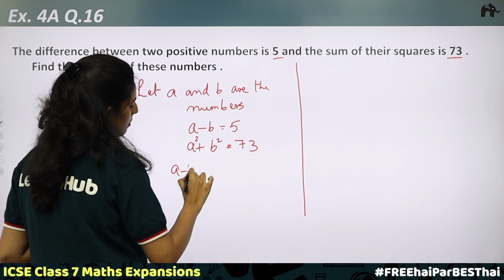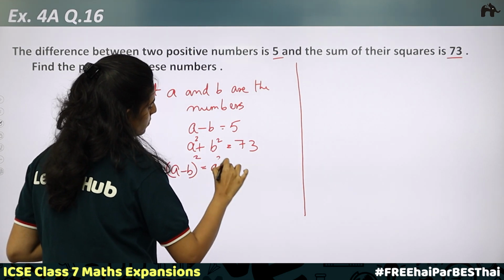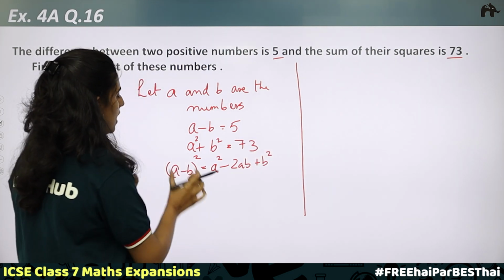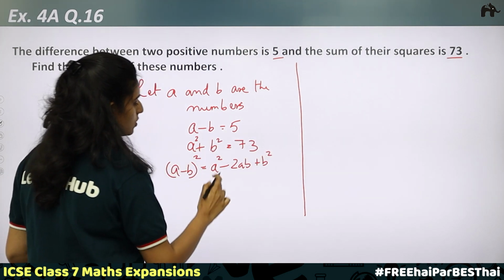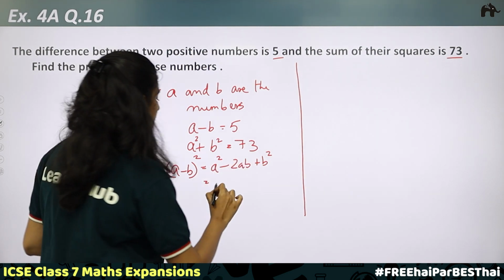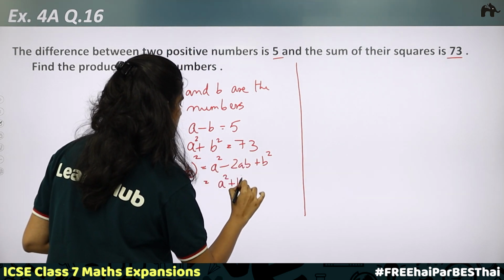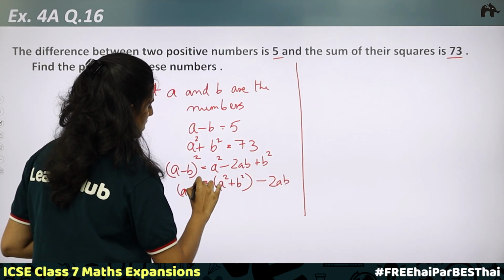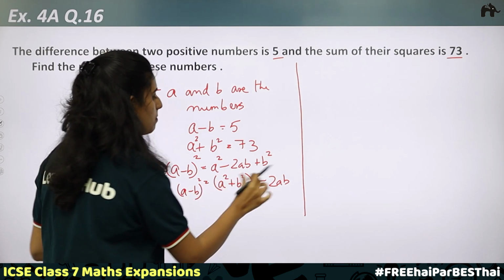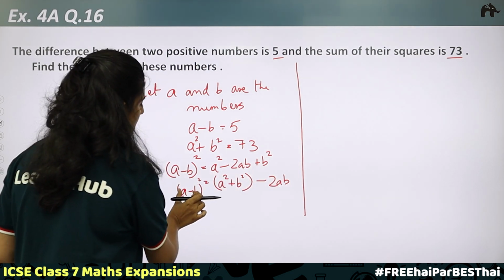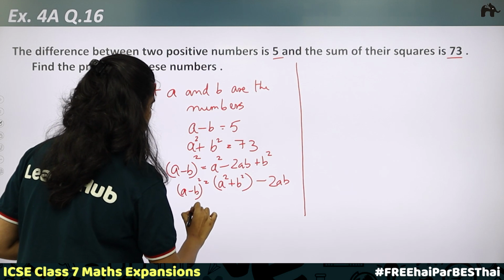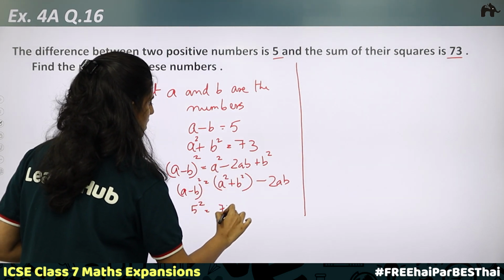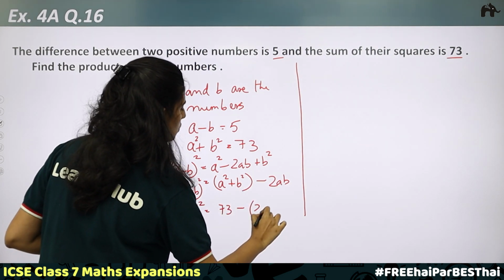So we know that (a minus b) whole square is equal to a square minus 2ab plus b square. Here we know what a minus b is. Also we know what a square plus b square is. This can be written as a square plus b square minus 2ab. Okay, (a minus b) whole square is equal to a square plus b square minus 2ab. So what is a minus b? a minus b is equal to 5. 5 square is equal to a square plus b square, that is 73, minus 2ab.